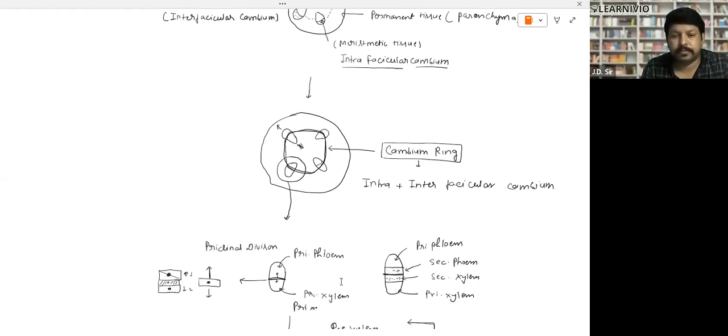Next, subheading C. Increase in girth. Start writing down in subheading C. Due to addition of secondary phloem and xylem, thickness or girth of a stem will increase. Full stop.